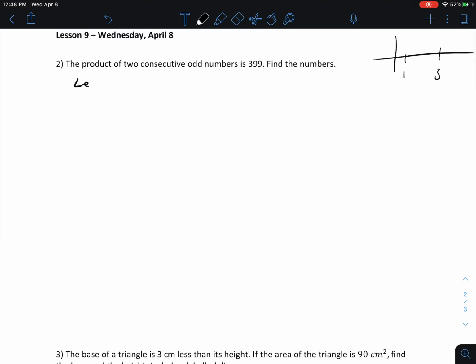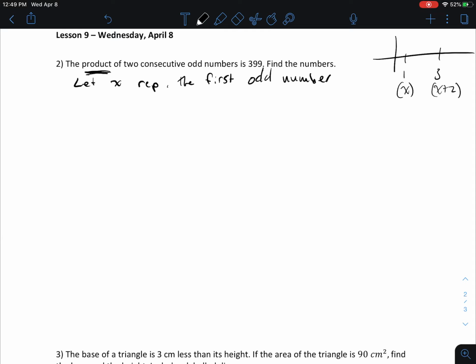So why don't we say that, we could say let x represent the first odd number, right? And on our number line here, the first odd number is going to be x. And then how do I get to the next odd number? It's x plus 2.